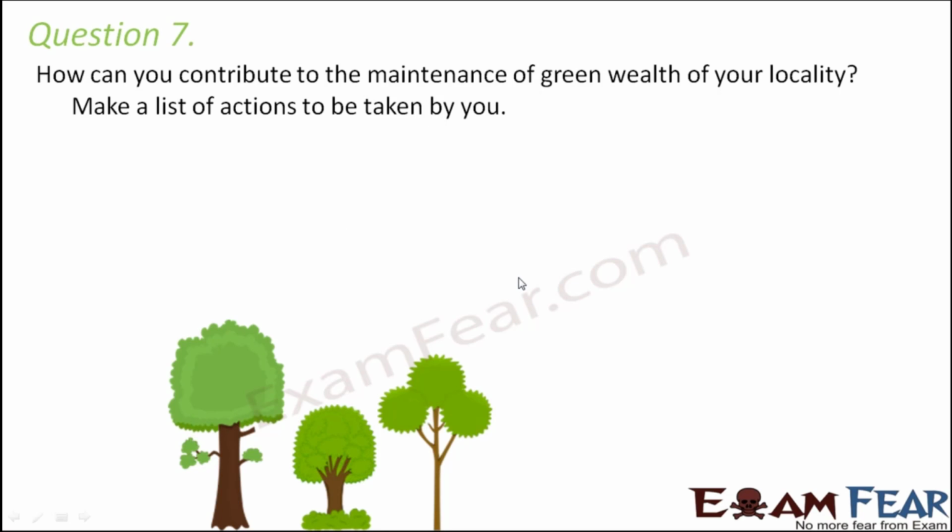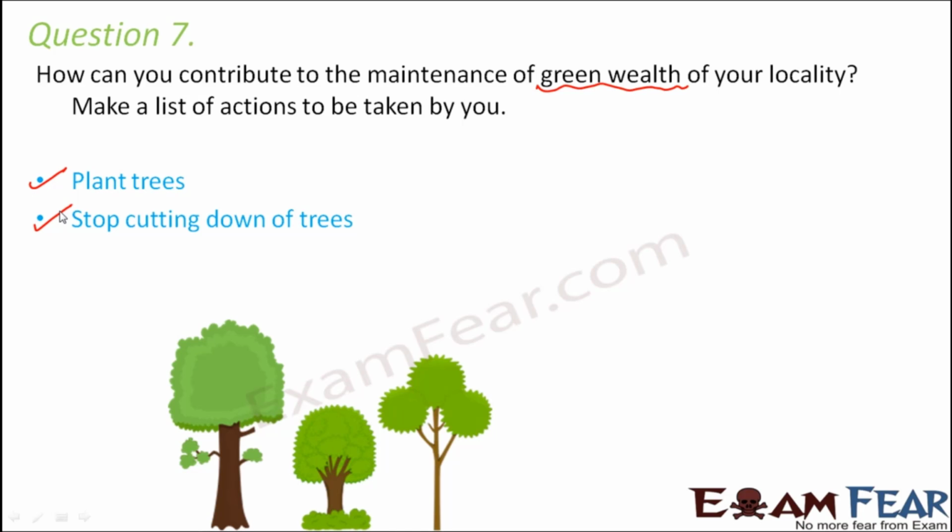Question number 7. How can you contribute to the maintenance of green wealth of your locality? Make a list of actions to be taken by you. What do you mean by green wealth? Green wealth is nothing but green trees and plants all around in your locality. So what can you do? Plant more trees so that you have more green wealth. Stop cutting down trees. Whichever trees already exist in your locality, take care of them and do not cut them. That means you are just adding to the number of trees.